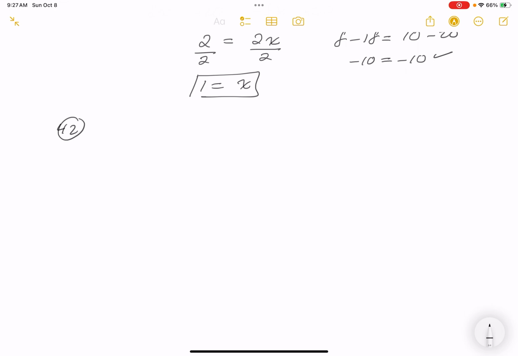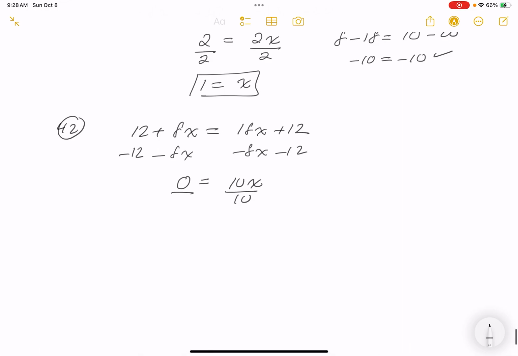And 42 is 12 plus 8x equals 18x plus 12. This is 42, right? All right, so I've got that right. 12 plus 8x, 18x plus 12. Well, first what I'm going to do is subtract 8x from both sides, and I'm going to subtract 12 from both sides. What do you get? 0 equals 10x. All right? What I'm going to do now, divide both sides by 10, and you get x is equal to 0.